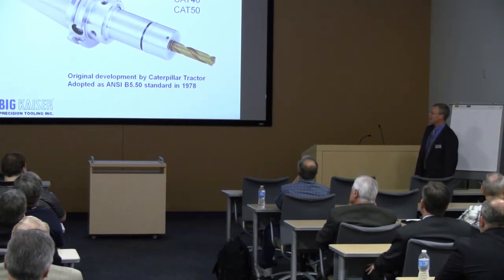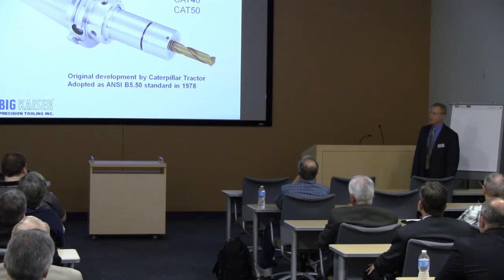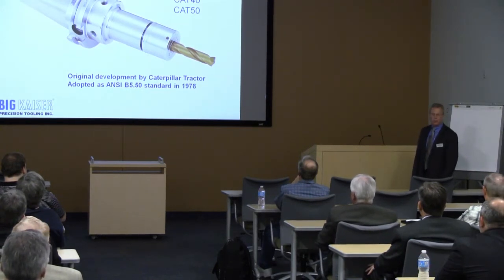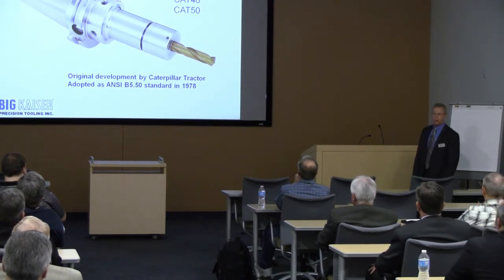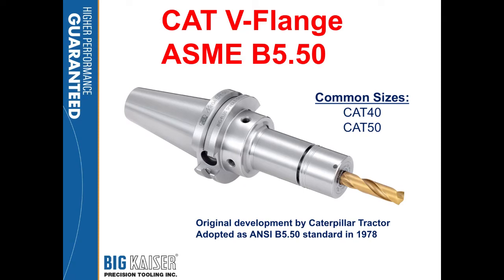Now the granddaddy of the CAT would be the NMTB. It's a 3.5-inch taper per foot, and that's what the old NMTB was based off, and that's where the CAT came in with just the tool chain. Otherwise, it looks identical. The most common sizes are the CAT 40 and the CAT 50.